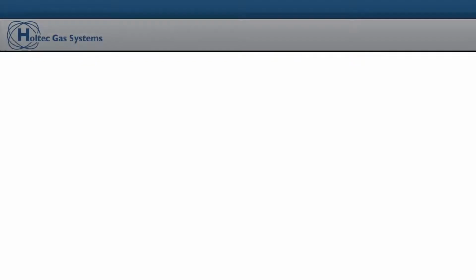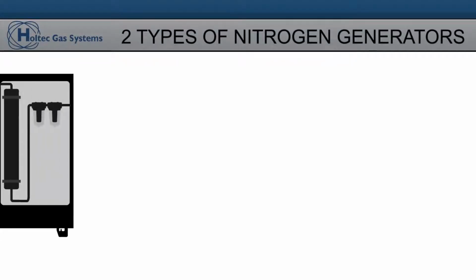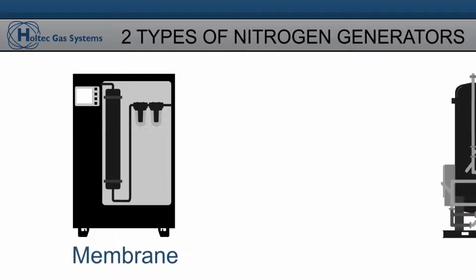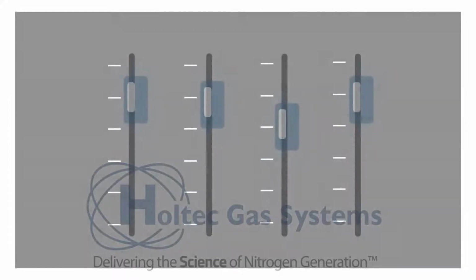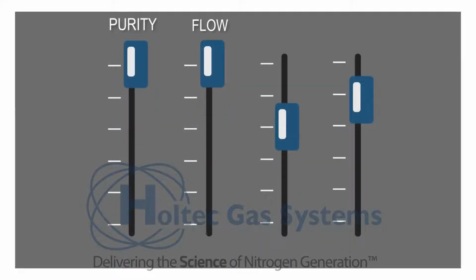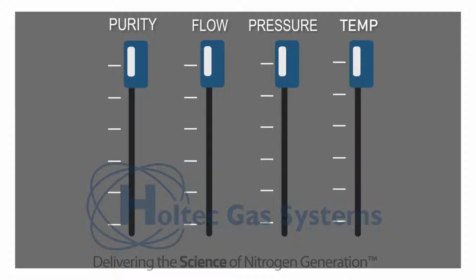We get it. There are a number of factors to consider when selecting the right size. We're therefore making this video to discuss the main 4 factors to help you get it right the first time around. The 2 types of nitrogen generators that we offer are membrane type and pressure swing adsorption PSA type. Both require a source of clean, compressed air, and in a future video we'll talk about the differences between these systems. There are 4 major factors to consider when selecting the right nitrogen generator: purity, flow, pressure, and temperature.